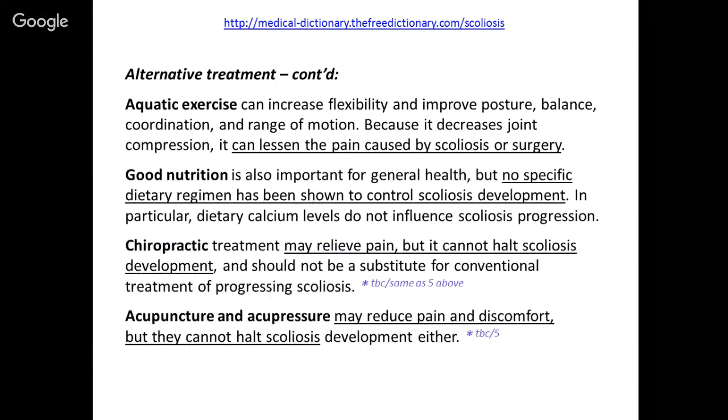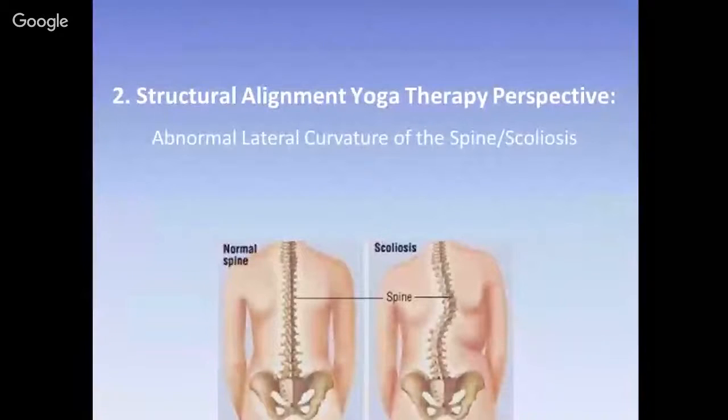Alternative treatments continued. Aquatic exercise can be helpful, can improve flexibility, posture, balance, coordination, range of motion, and because it increases joint compression, it can lessen the pain. Good nutrition is also important for general health, but no specific dietary regime has been shown to control scoliosis development. And chiropractic may relieve pain, but it cannot halt scoliosis development and should not be a substitute for conventional treatment. We'll talk about that point as well. And acupuncture and acupressure may reduce pain, but cannot halt scoliosis. So we'll talk about those points later from our perspective.